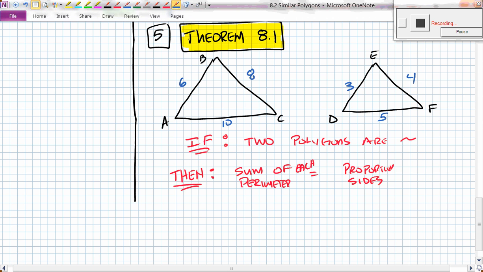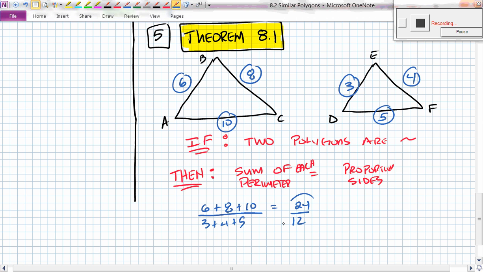So let me show you what I mean by the perimeter, right? If I add up the perimeter of the big one, 6 plus 8 plus 10, how much is all of that? Okay, how much does it equal? 24. And if I add up all the perimeter of the smaller one, 3, 4, and 5, how much is that? 3 plus 4 plus 5. Check it out. It's still in proportion of 2 to 1.